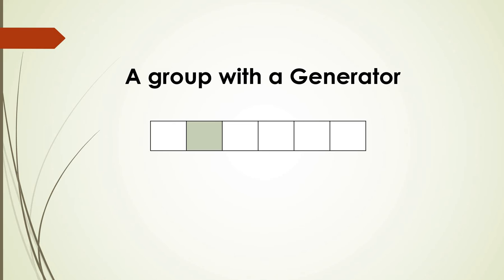Now you tell me, the group with a generator. What do you call that group? When it has a generator, we call it what? Got it? Cyclic. Yes, correct.